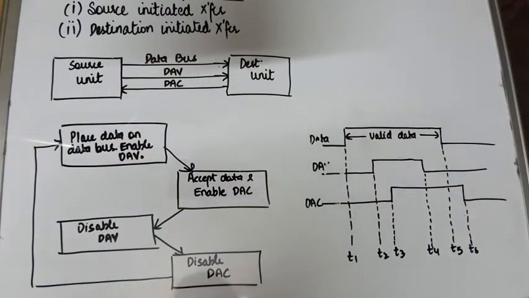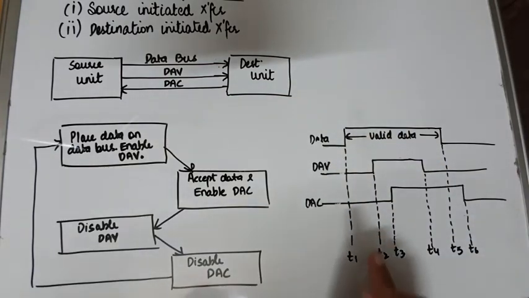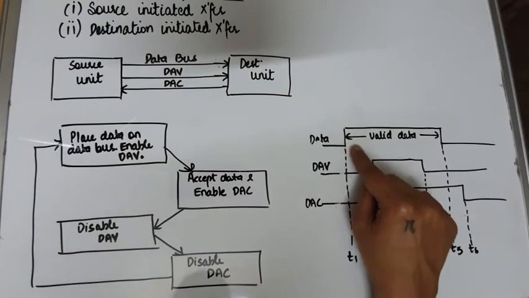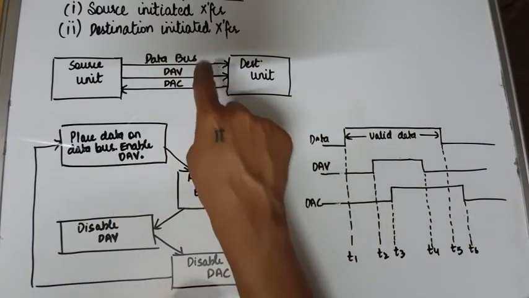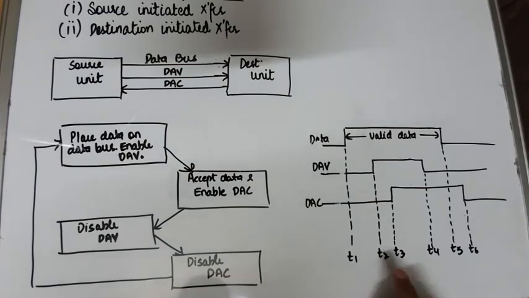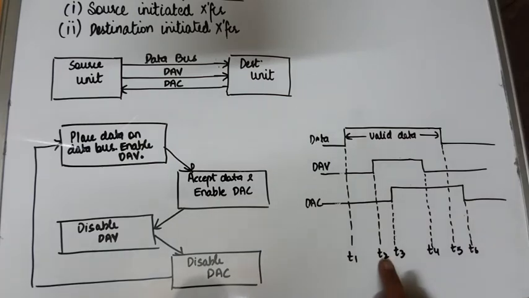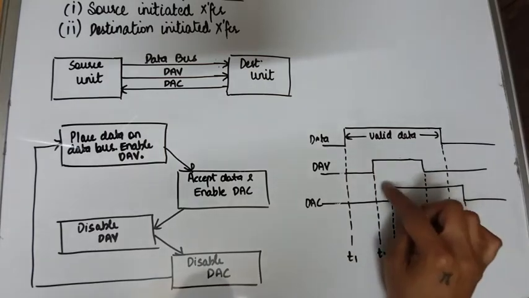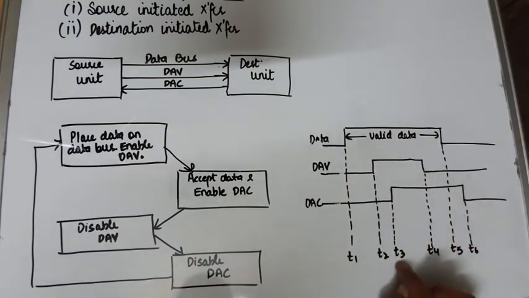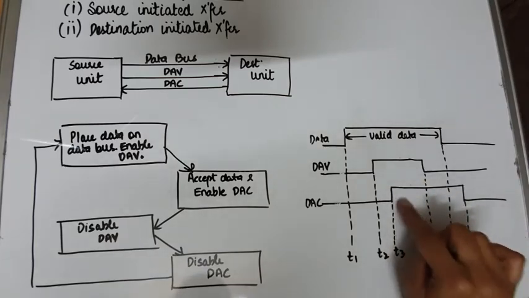It will be more clear when we read this timing diagram. The source unit puts the data on the data bus at time t1. After putting data on the data bus, the source unit enables the DAV signal at time t2, which is a signal to the destination unit that there is some data available on the data bus for you. The DAV signal is sensed by the destination unit. It accepts the data, and at time T3, it tells the source unit by enabling the data accepted signal that it has accepted your data.